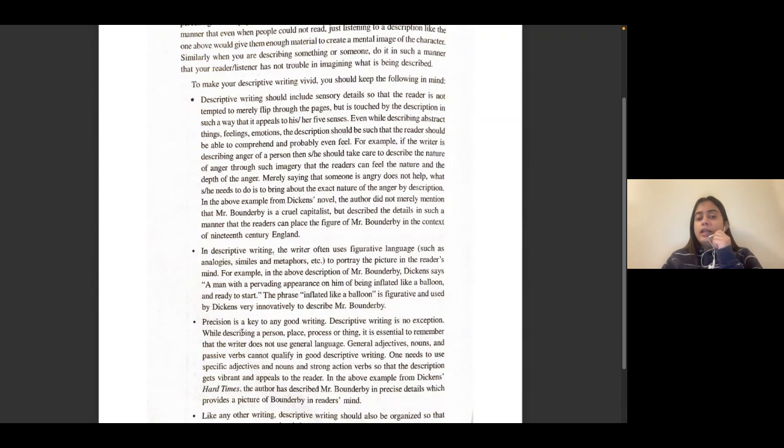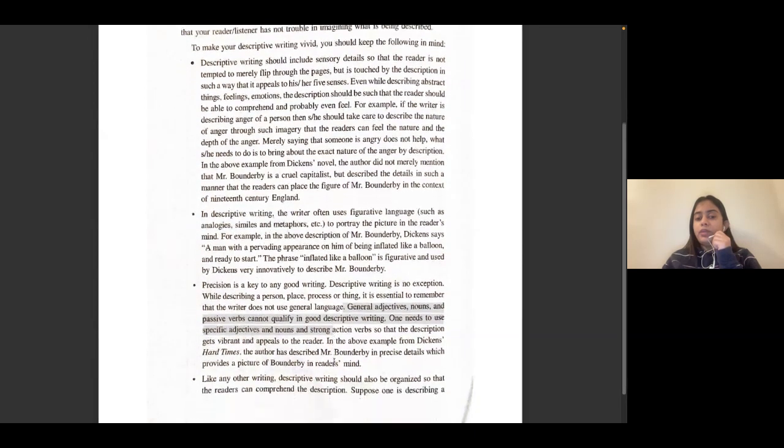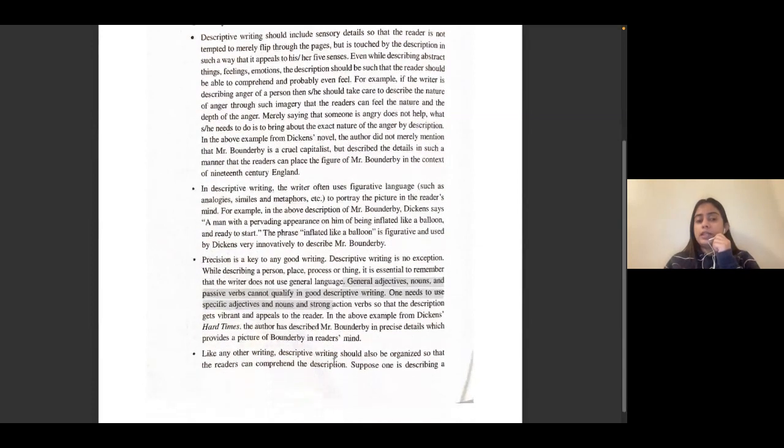Precision is the key, and descriptive writing should be precise. So you should use specific adjectives, nouns, and strong action verbs to describe. You shouldn't use passive verbs. So आपको passive verbs का use नहीं करना है, आपको general adjectives को avoid करना चाहिए. We should rather use specific adjectives, specific nouns, strong action verbs.